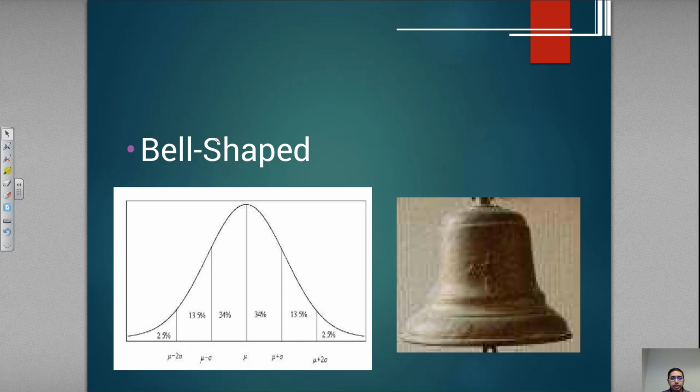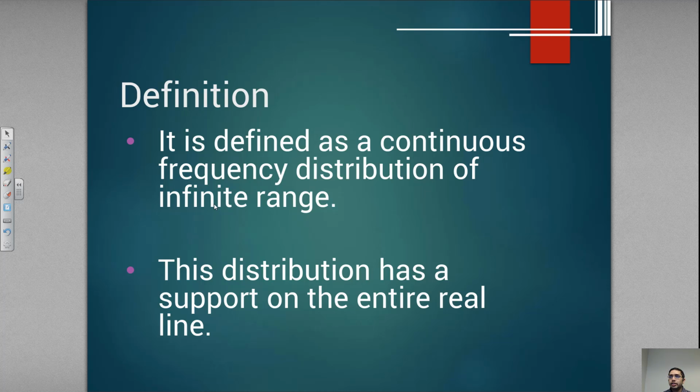Now we'll talk about why this distribution is so important. So let's come to the definition. What do we mean by normal distribution? This is a continuous frequency distribution of infinite range. Continuous means that, as you can see, the density curve of the normal distribution is continuous over the entire real line, and this distribution has a support of the entire real line.